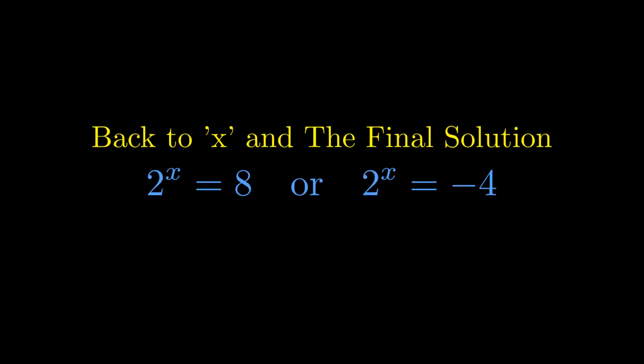We've solved for our temporary variable y, but remember the original problem was in terms of x, so we need to substitute back. Replacing y with 2 to the x gives us two possible equations. Let's think about the second equation. Can 2 to the power of x ever equal a negative number?